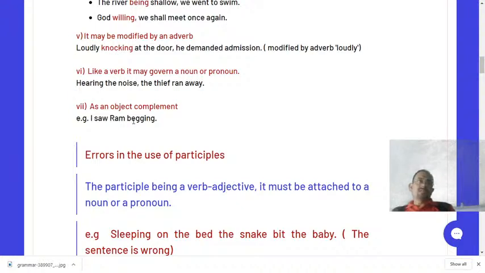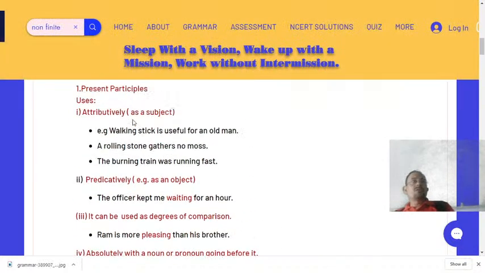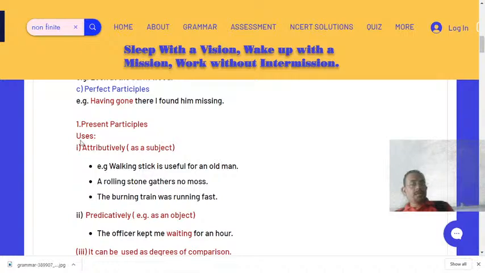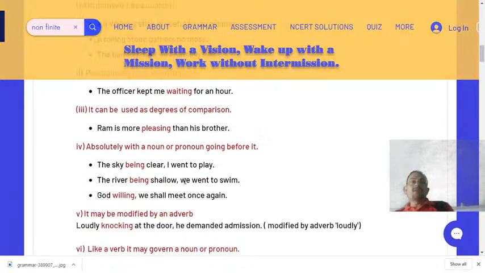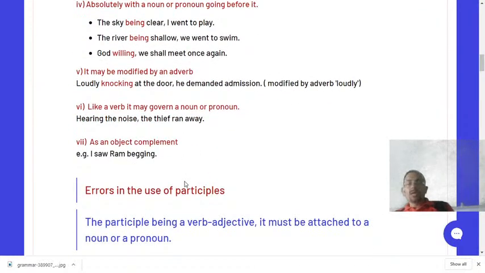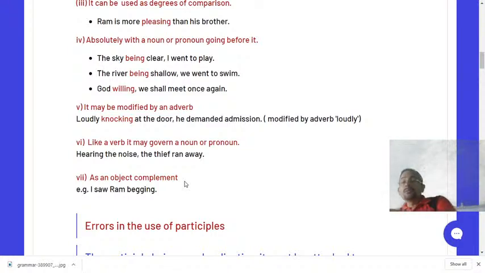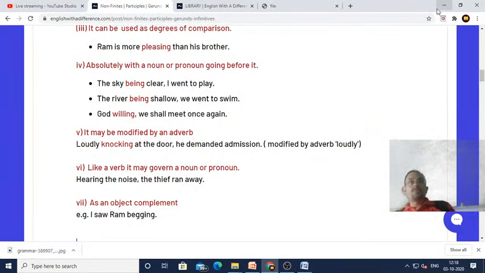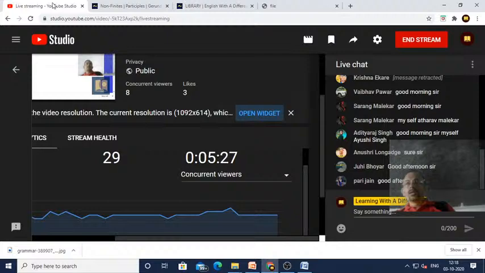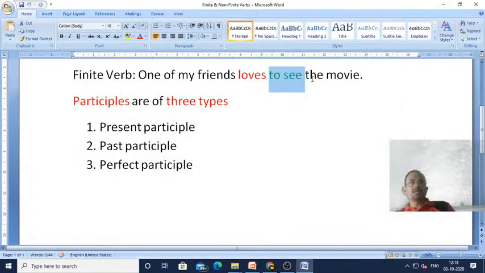So always remember, dear students, there are seven uses of present participle that I have explained today. You've got to remember all these seven uses to be able to identify the present participle. Now, as I told you, I will explain what is an object, and the difference between an object and a complement.